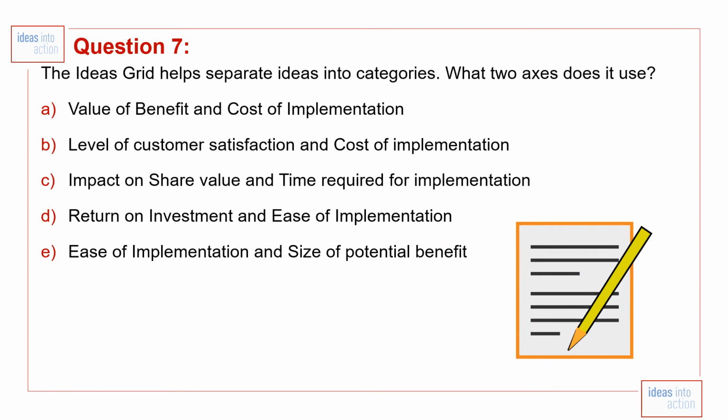Okay, question 7. The ideas grid helps separate ideas into categories. What two axes does it use? Does it use A, the value of benefit and the cost of implementation? B, the level of customer satisfaction and the cost of implementation? C, the impact on share value and the time required for implementation? D, the return on investment and the ease of implementation? Or E, the ease of implementation and the size of potential benefit? Which one of those axes does the ideas grid use?